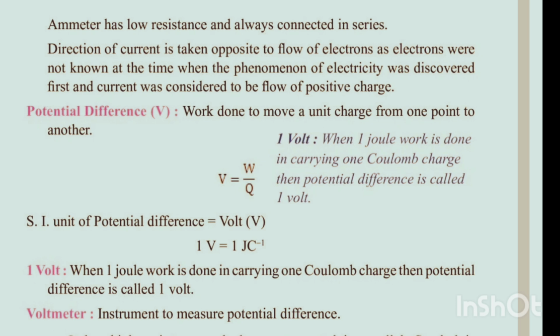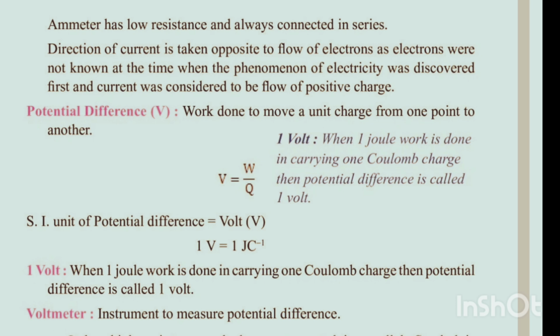For potential difference, we have the formula V is equal to W by Q. The SI unit of potential difference is volt, denoted by the symbol capital V. So 1 volt is equal to 1 joule per coulomb. What is 1 volt? When 1 joule of work is done in carrying 1 coulomb of charge, then the potential difference is called 1 volt.